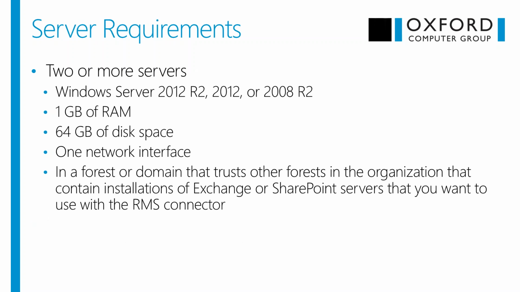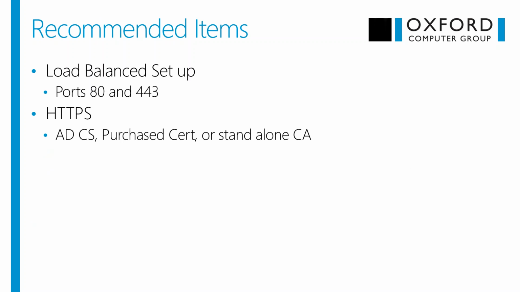You want to have definitely two or more, and they'll need to be in a forest or domain that trusts other forests in the organization that contain the installations of Exchange and SharePoint that you want to use the RMS connector with. And you want to have them on a load balanced setup on ports 80 and 443, and you want a certificate for the web server, because it will use IIS to stand up a web server, and you'll want a cert for that. And that can be either an internally generated cert with ADCS, a purchased cert, or from a standalone CA.